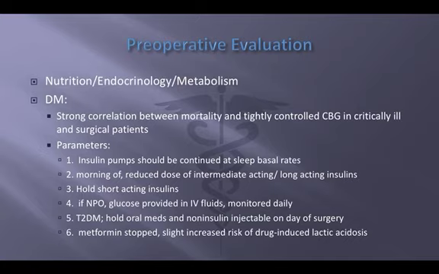So if the patient has an insulin pump, it should be continued at their sleep basal rate. If they show up the morning of, you want to reduce the dose of their intermediate or long-acting insulins and hold any short-acting insulins. If the patient is NPO, you need to provide glucose in their IV fluids and monitor their blood sugars daily. And if they are type 2 diabetics, you usually hold their oral medicines at the time of surgery and any non-insulin injectables the day of surgery as well.